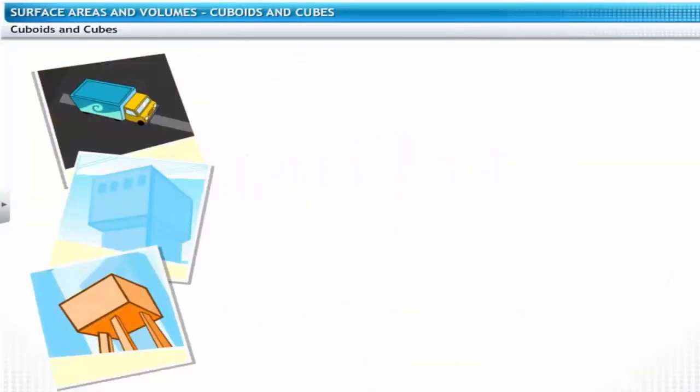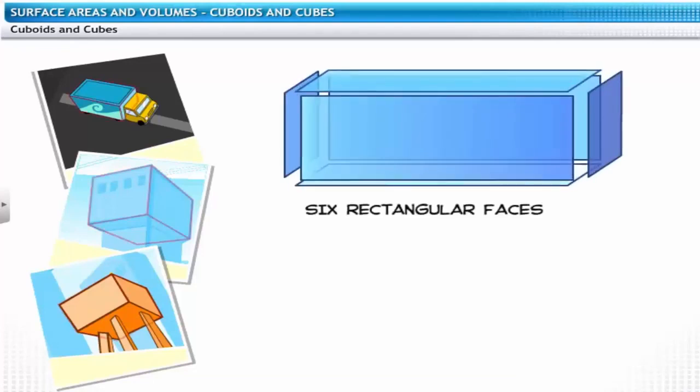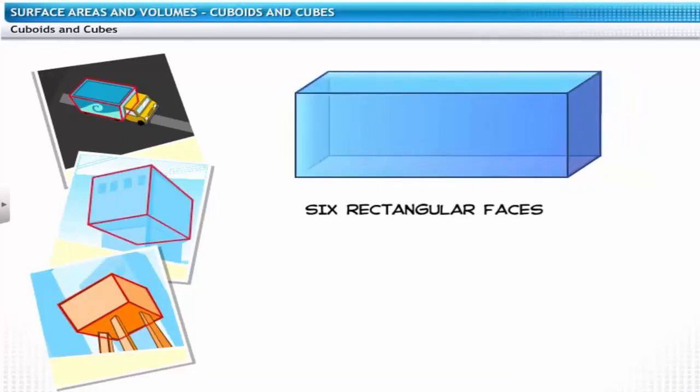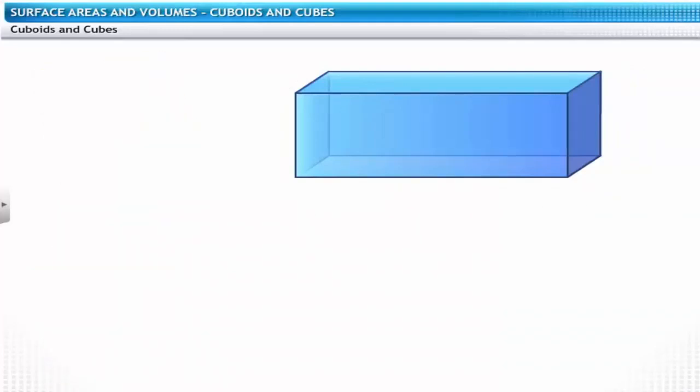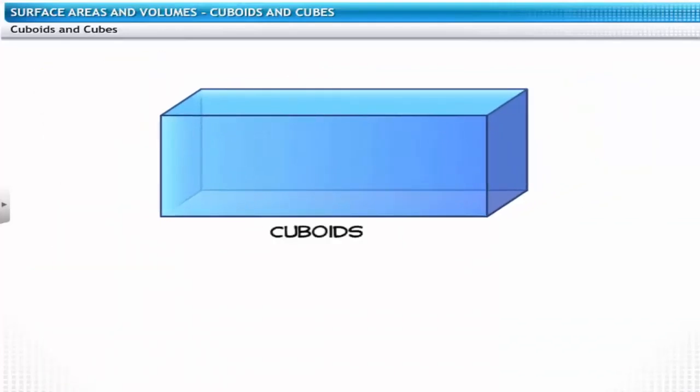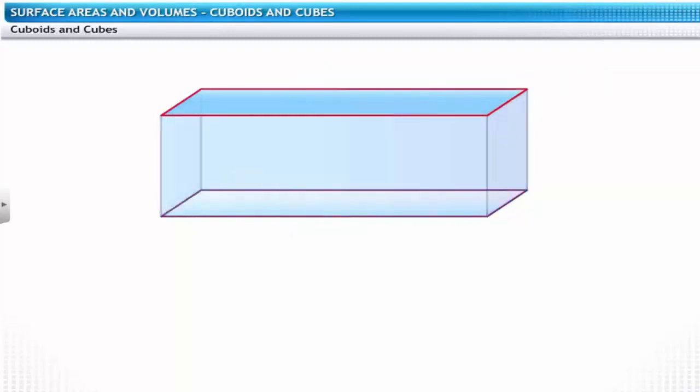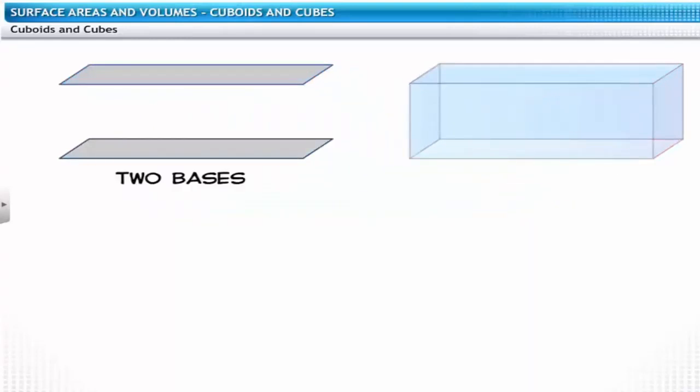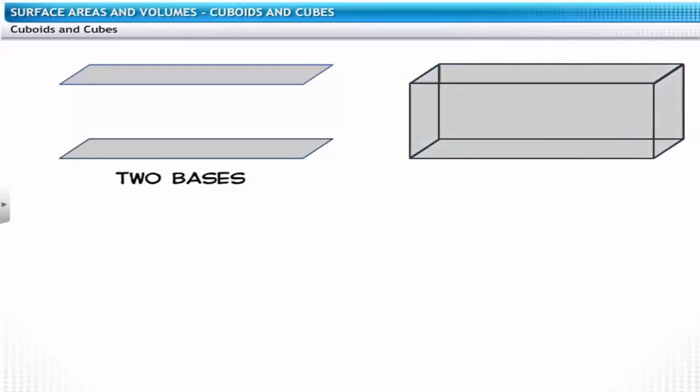Let's look at the objects seen in these pictures. Each of these objects has 6 faces that are rectangular in shape. Such objects are called cuboids. Now, if you look at the faces, the top and the bottom faces are parallel to each other. These are called the bases. The remaining 4 faces that join the 2 bases are called lateral faces.